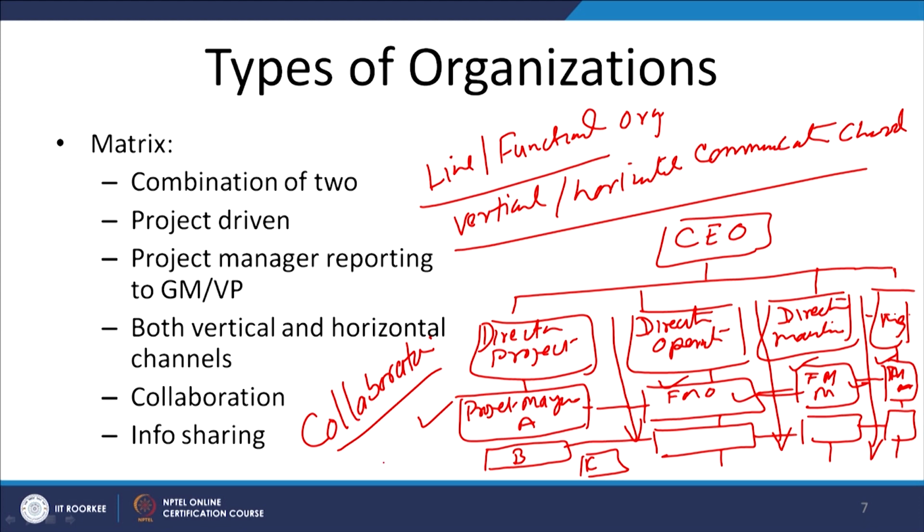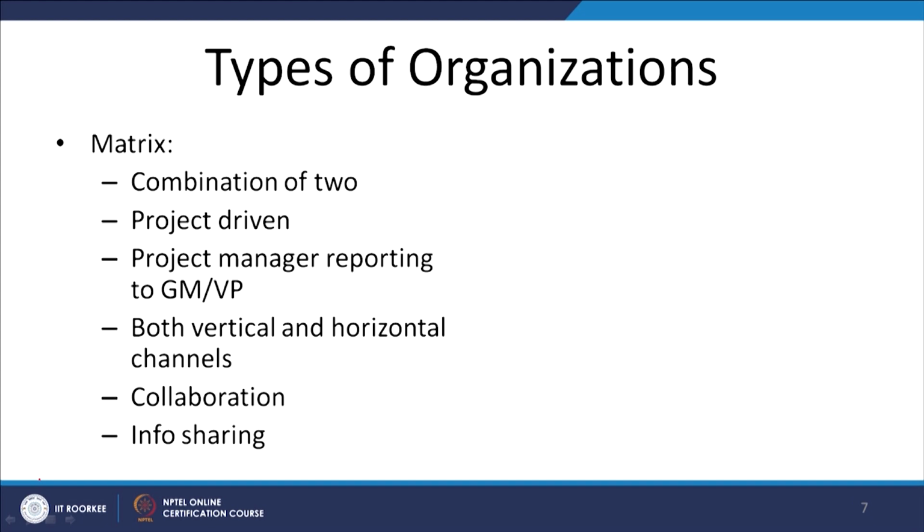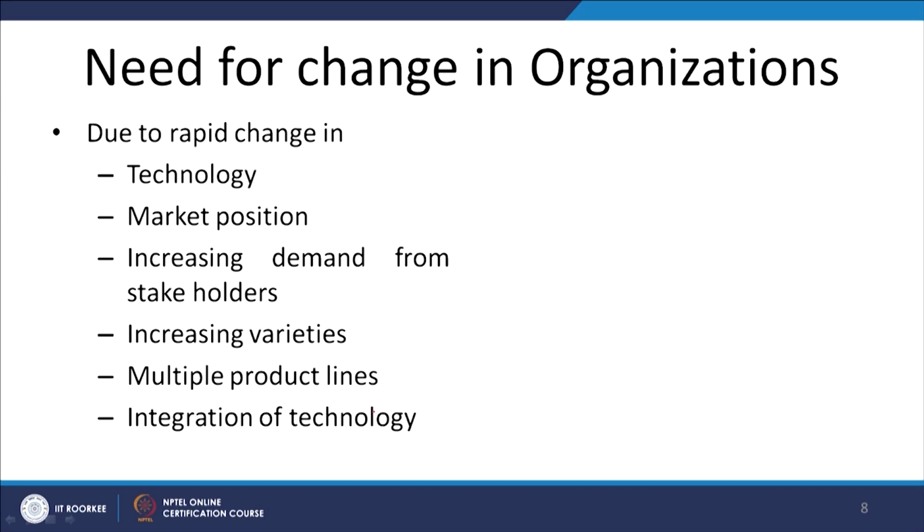In this case, the expertise is shared and there is a project manager for each project responsible for the success of that particular project. So, if we see the advantages of the matrix type of organization, it is the combination of the two, line and functional organization. It suits project-driven organizations and industries. Each project manager reports directly to the higher authority like the director projects, the vice president or the general manager. There is a presence of vertical and horizontal channels, and the project managers will have to collaborate with the different functional groups, and information sharing is crucial for the success of this kind of organizational structure.